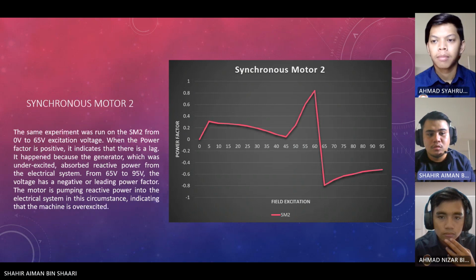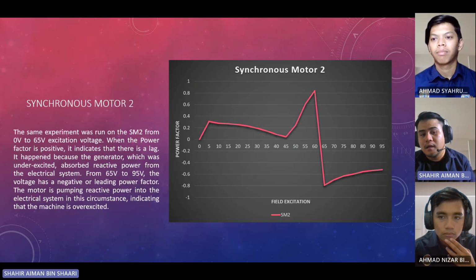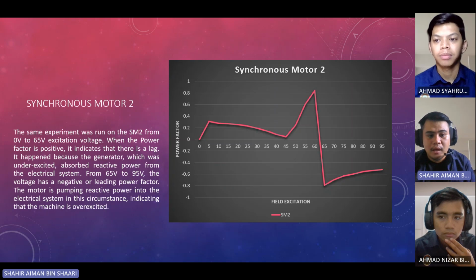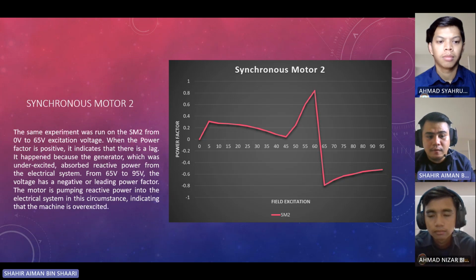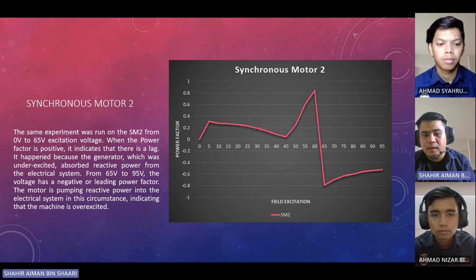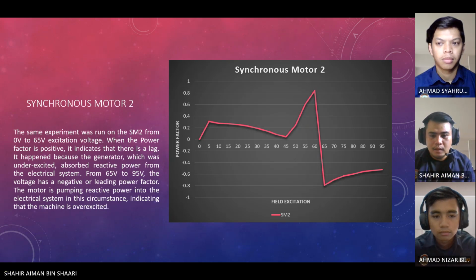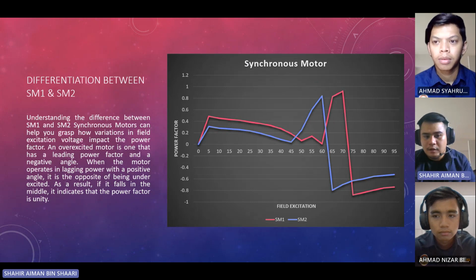Okay, for synchronous motor 2, the same experiment was run on the SM2 from 0 to 65 volt excitation voltage. When the power factor is positive, it indicates that there is lag. It happened because the machine, which was under excited, absorbed reactive power from the electrical system. From 65 to 95 volt, there is a negative or leading power factor. In this circumstance the motor is pumping reactive power into the electrical system, indicating that the machine is overexcited. Next, I will pass to Ahmad Syahrul Iman.